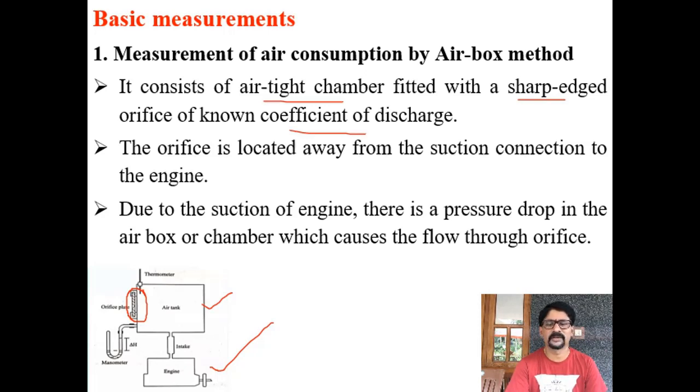A very small diameter orifice, 25 mm or sometimes 30-35 mm in diameter, will be fitted, and the other side of the air box is connected to the engine. You can see here, the orifice is located away from the suction connection to the engine. So this is the suction connection here, and this is the orifice. Sometimes the orifice may be fitted in the opposite wall to this suction connection.